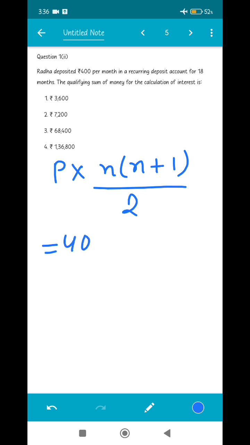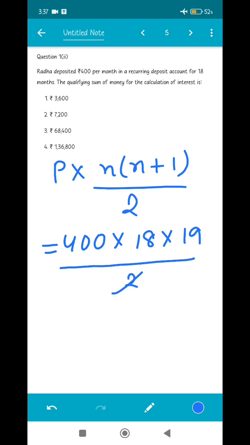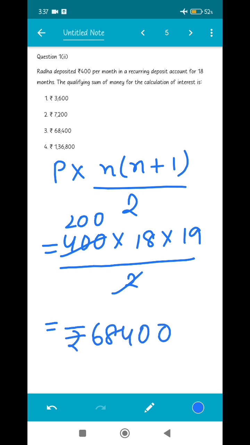So P is 400, n is 18, so n plus 1 will be 19, divided by 2. On solving, we are going to get 68400. So this amount of money the person has saved, and now on this money some interest has been paid to the person by the bank or by the organization. So the correct answer is rupees 68,400.